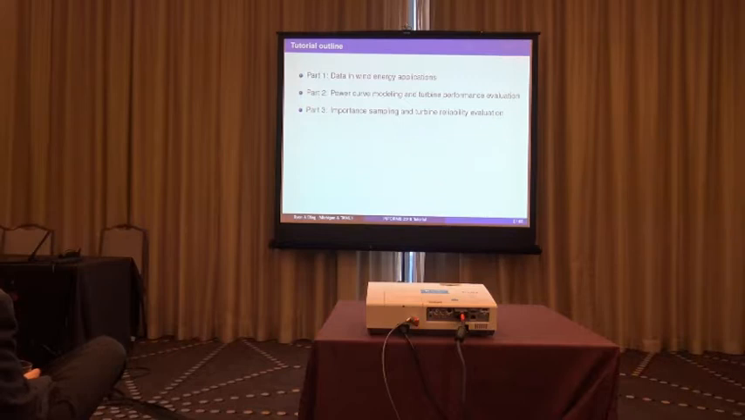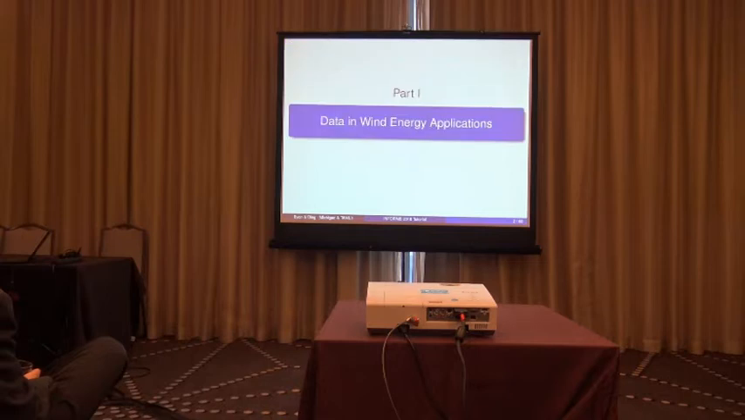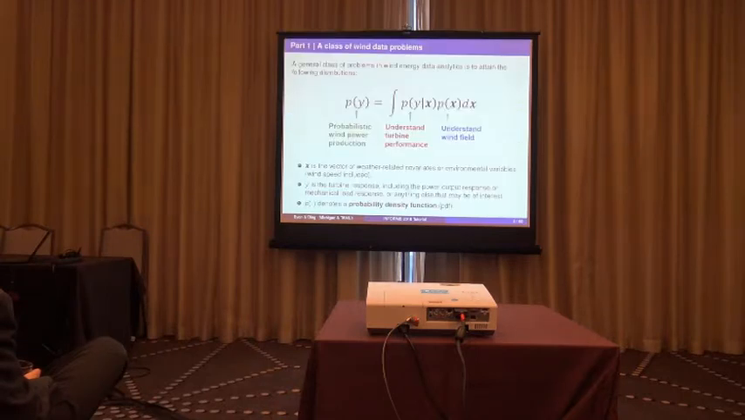So we have three major parts. We will first talk about what kind of data is available in wind power systems. And in the second and third parts, we will discuss how this data can be used to evaluate the performance of wind power systems. And here the performance can be the power generation efficiency, and also it can be the reliability. So first we will discuss the data.